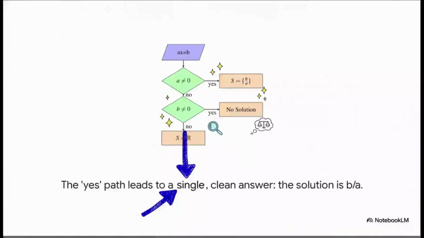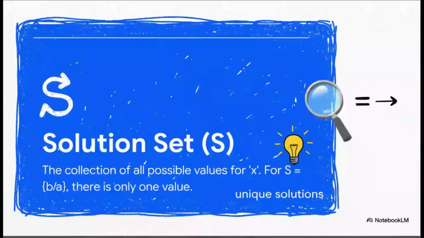And boom, look at that. The flowchart points us straight to one single beautiful answer. The solution is just b divided by a. It's that simple. Direct, clean, no fuss. This is always the case as long as a isn't 0. Now, you see that S and the curly brackets, right? All that means is solution set. It's just a fancy way of saying, here's the collection of all the possible answers. And in this case, the only thing in our little collection is b/a. That's it. One value, one solution.